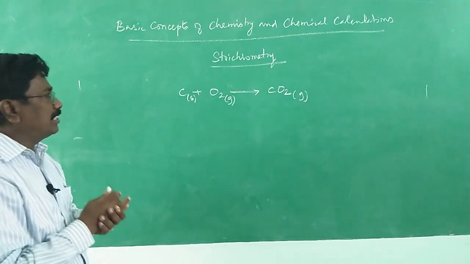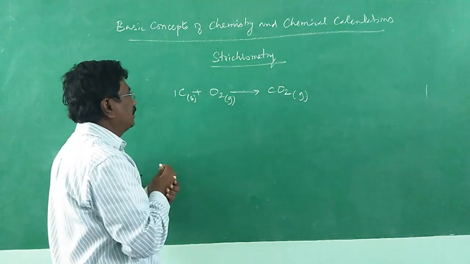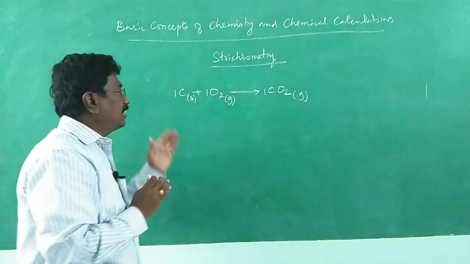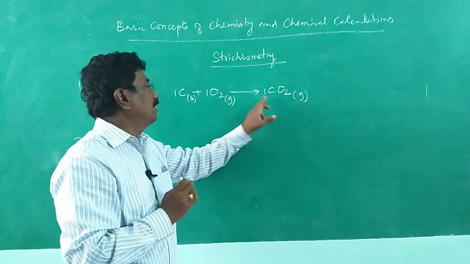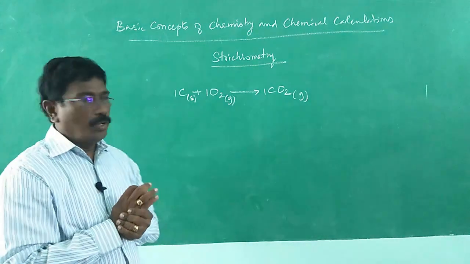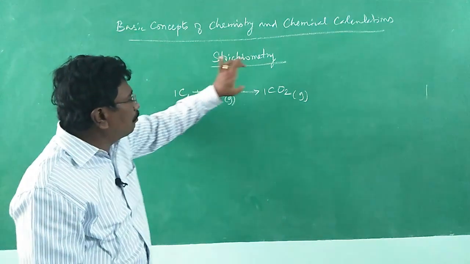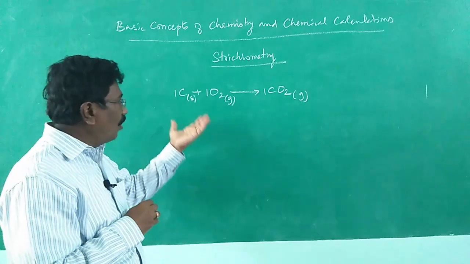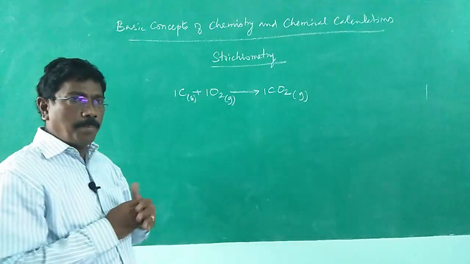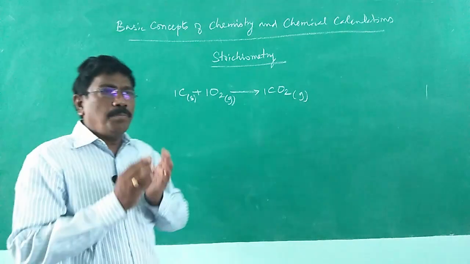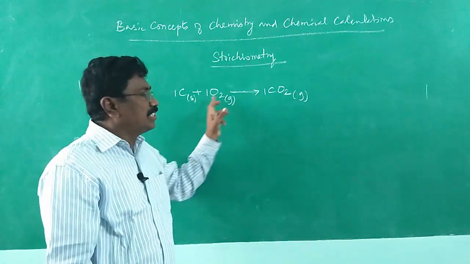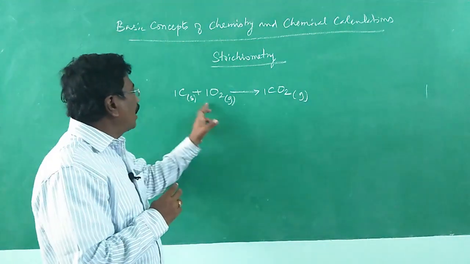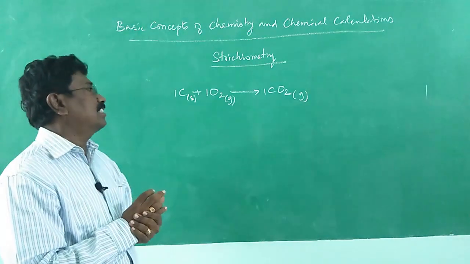What is the numerical relationship? 1 mole of carbon burns with 1 mole of oxygen to give 1 mole of carbon dioxide. That is said to be the numerical relationship in terms of number of moles. The numerical relationship may not always be number of moles. It may be with mass, with volume, with number of molecules, or with number of atoms. So, stoichiometry represents the numerical relationship between different chemical quantities in a balanced chemical equation.